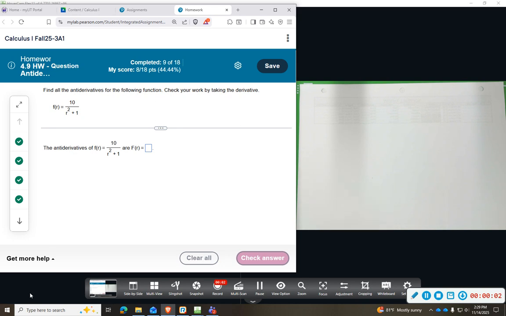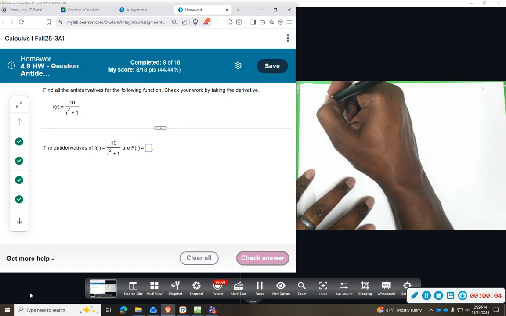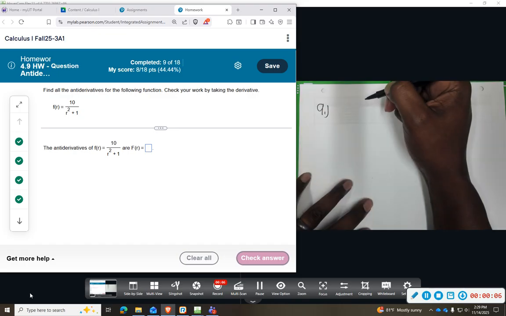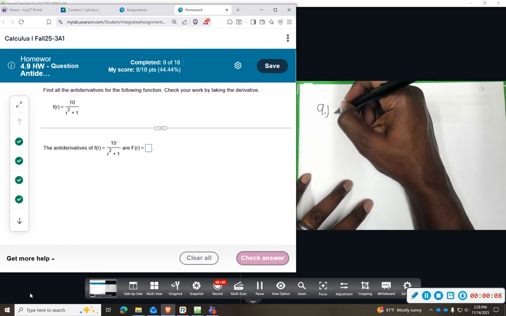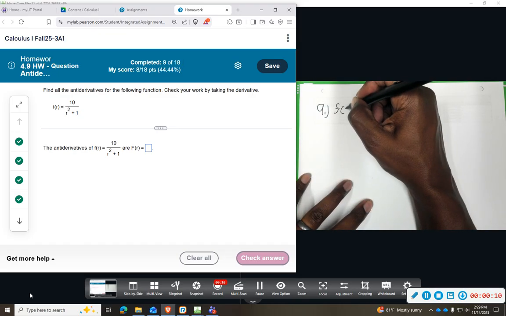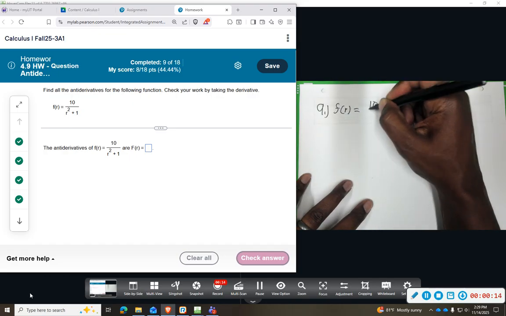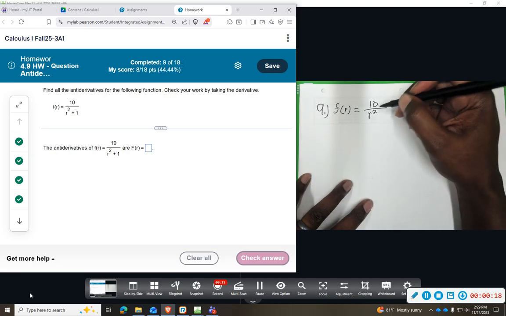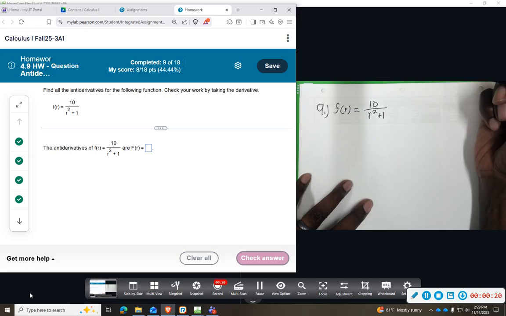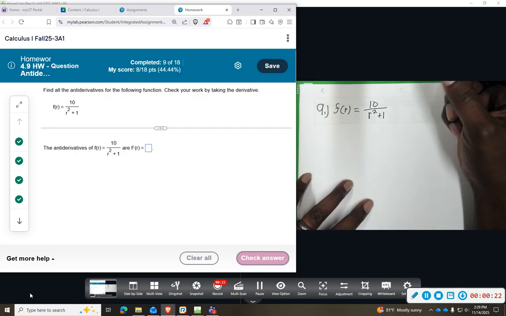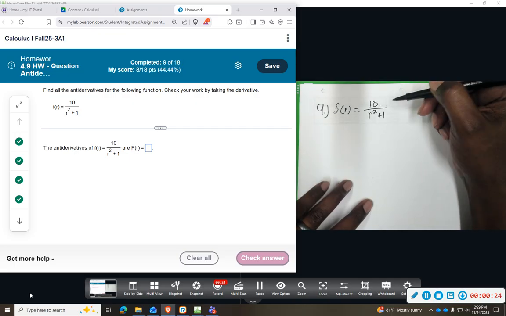All right, number 9. We want to find the antiderivative of this function of r, which is equal to 10 divided by r squared plus 1. Okay, so the first thing I would do is rewrite this.